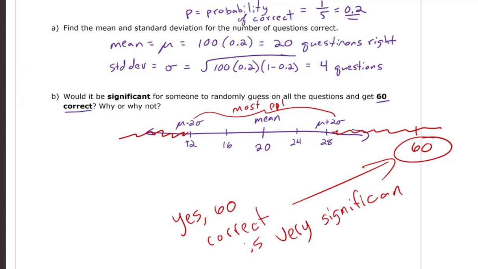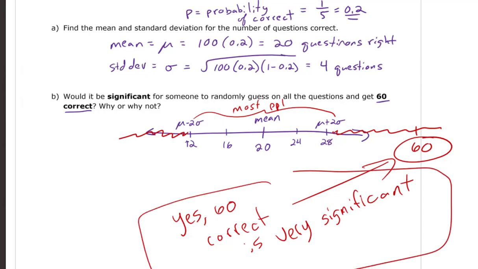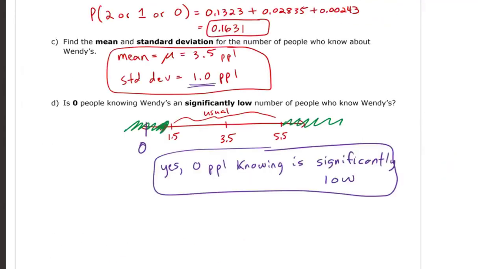So that might lead you to think that that person probably was not randomly guessing. They probably were eliminating some of the answers on some of the questions. So definitely suspicious. Okay, and that right there concludes all you need to know about binomial probabilities as far as this chapter 5 goes.